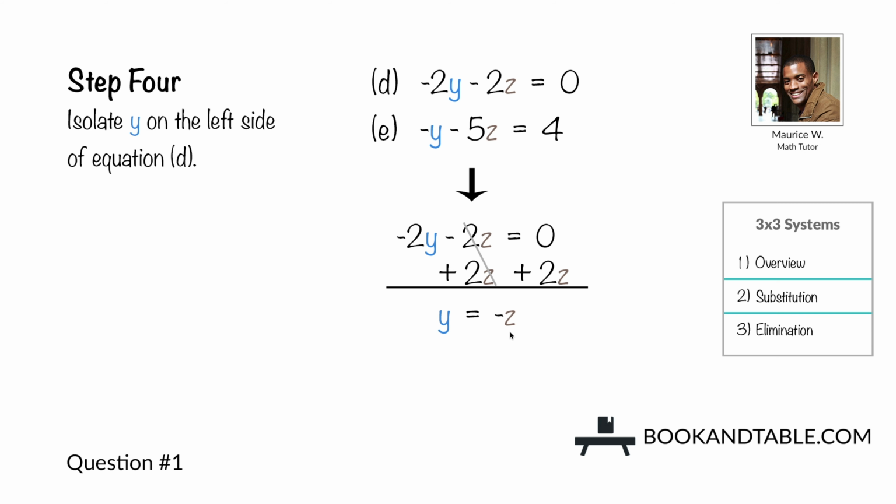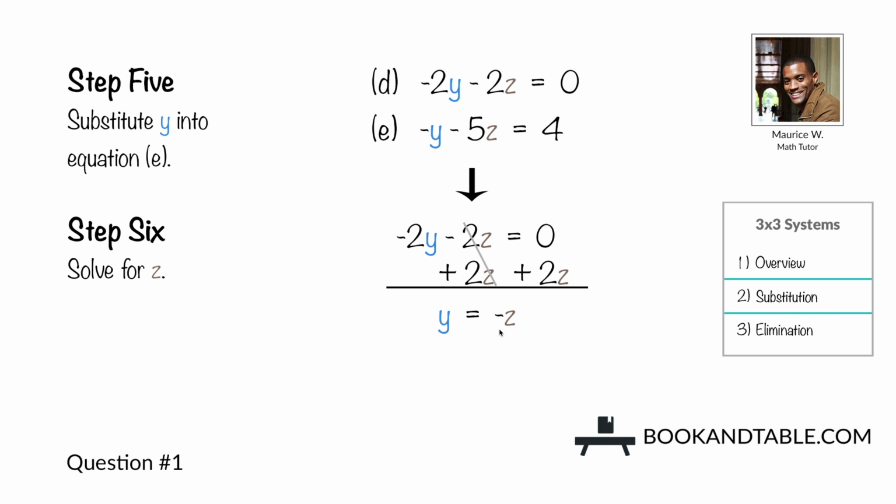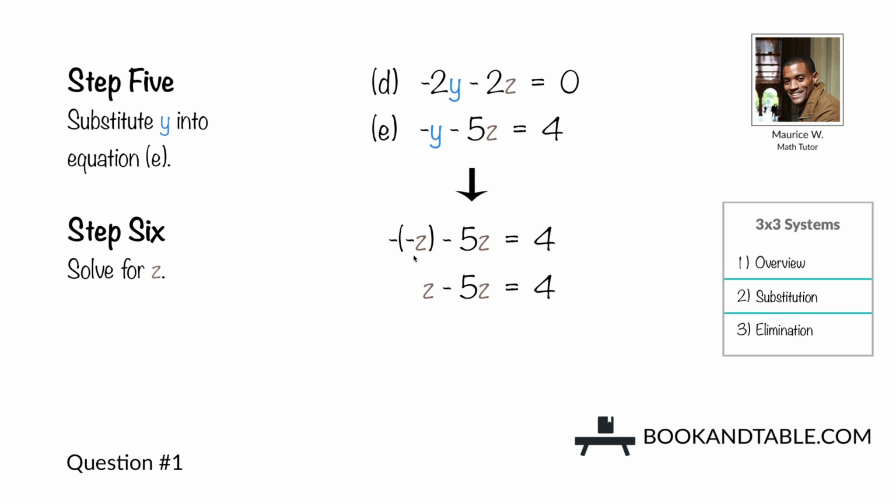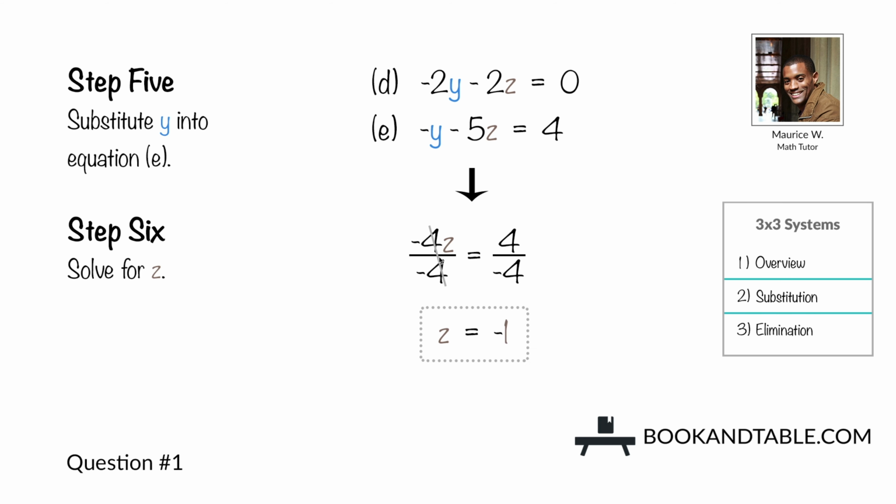And now that we have an expression for y, step 5, substitute y into equation E here, and then step 6, solve for z. So that gives us -1 times -z minus 5z is equal to 4. -1 times -z is positive z. Z minus 5z would be -4z, and that's equal to 4. So now we divide both sides by -4, showing us z is equal to 4 divided by -4, which would be -1.